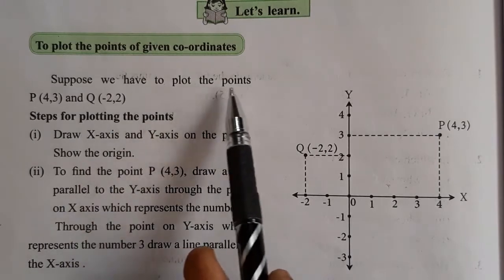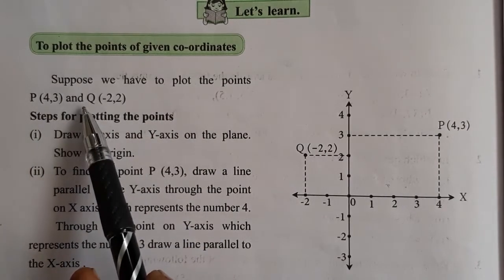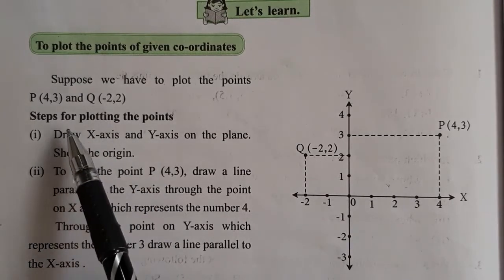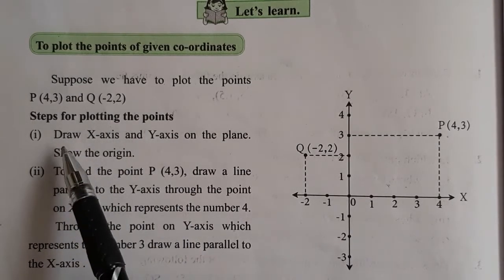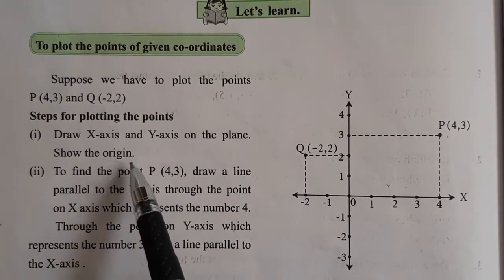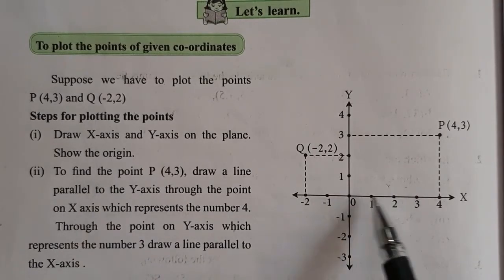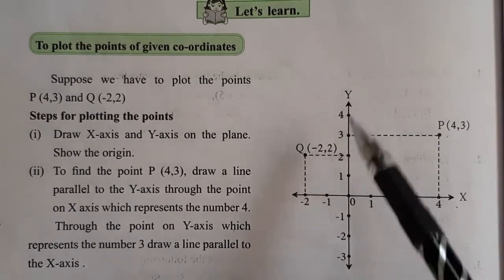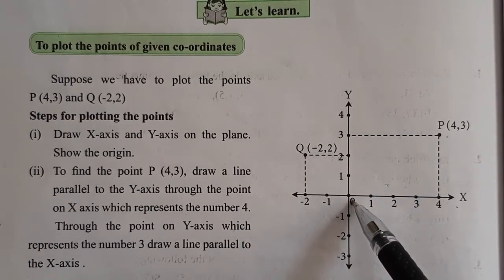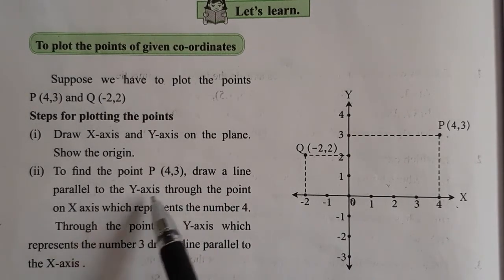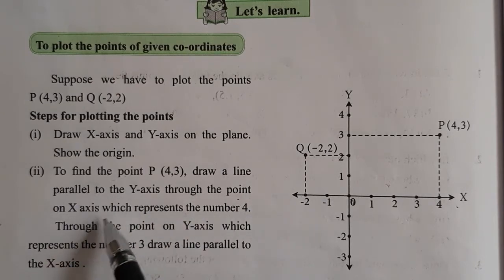Suppose we have to plot the points P (4, 3) and Q (-2, 2). Here some steps are given for plotting the points. The first step is to draw the x-axis and y-axis on the plane and show the origin. First of all we draw the horizontal line, that is the x-axis, then the vertical line, that is the y-axis, and their intersection point is called the origin, which we show with an O.